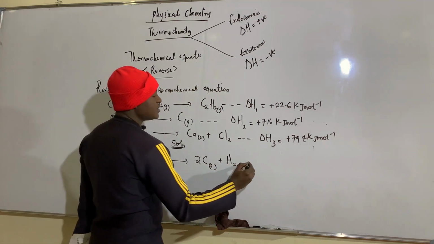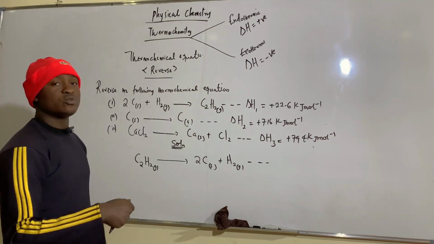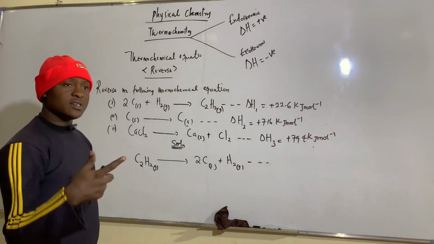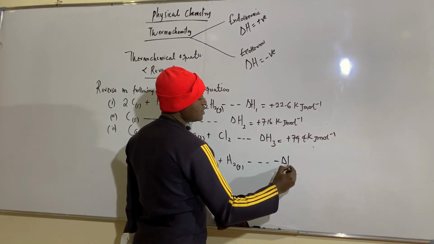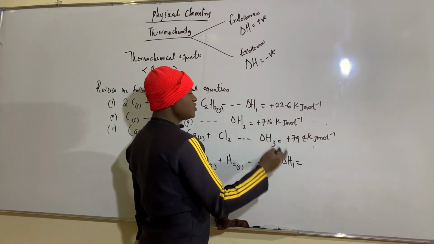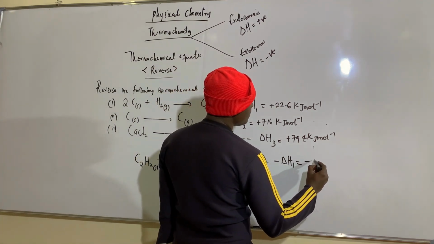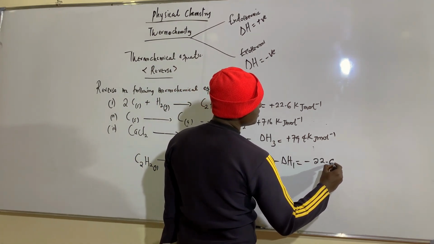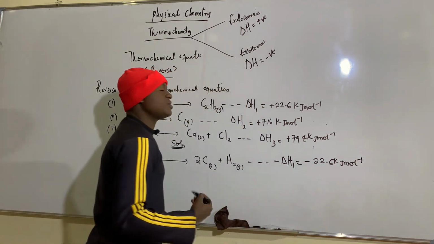Now, as I mentioned, it affects the energy level. If it is negative, it will turn to positive. Or if it is positive, it will turn to negative. So now we have minus delta H1 is equal to, now you can see what we have is positive. So the moment you reverse it is going to become negative. So we're going to have minus 22.6 kilojoule per mole. Can you see that? It's just so simple.